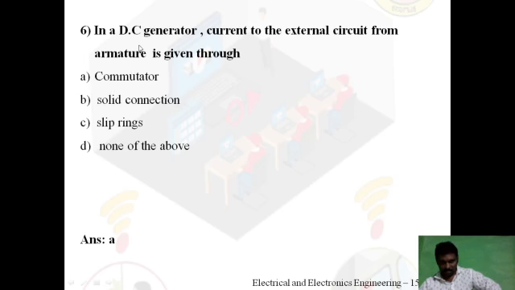Whatever current and voltage is generated inside the armature conductors goes to the load through the commutator and brush assembly. Therefore, here you can observe the commutator is present. So it goes through the commutator to the load.